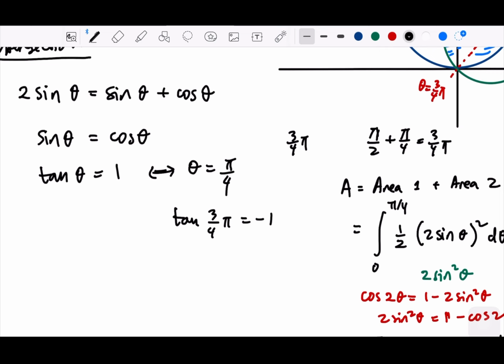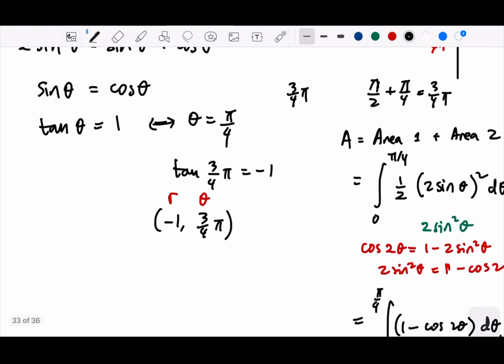Or you could imagine, well, you could say it like this. This is negative 1, 3 over 4 pi, right? If we take the r theta coordinates, we could also make this r equal 1 and then theta equal pi minus pi over 4.